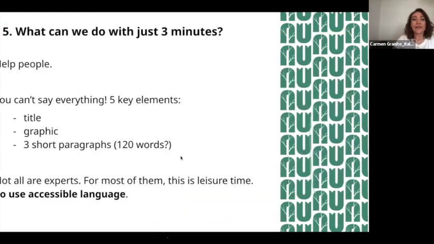Okay, so continuing this about language and about what kind of language we should use to make panels accessible. So first of all, we need to be concise on a panel. We cannot say everything.